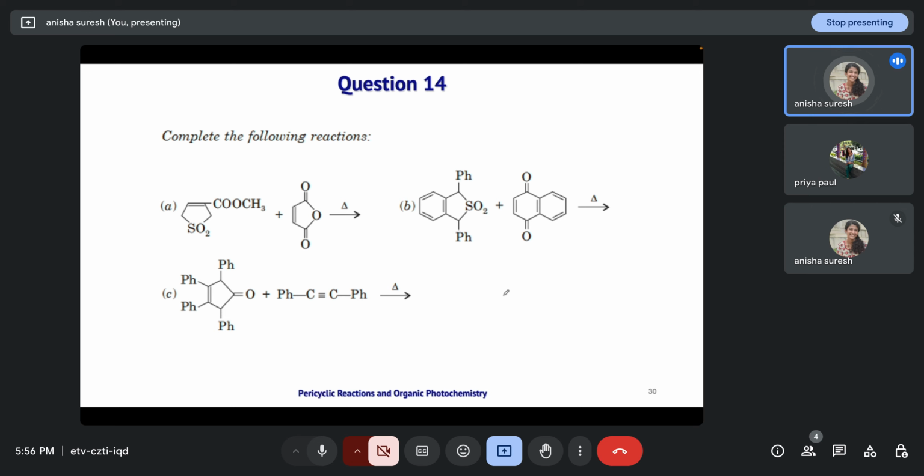Now coming to question number 14. This is having three sub-questions. These all are examples of chelotropic reactions only. Just for working out how the chelotropic reaction is taking place, it will be easier. First, this is a two-step reaction. First, chelotropic reaction will take place, leading to formation of a diene, and it will undergo Diels-Alder reaction with the dienophiles that are given here, leading to formation of the final product. So you can try to draw it first.